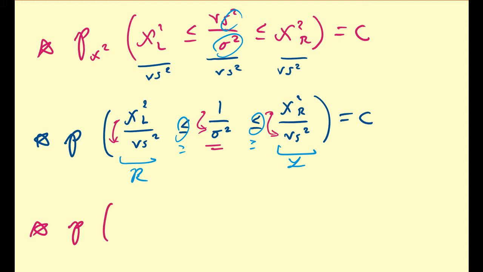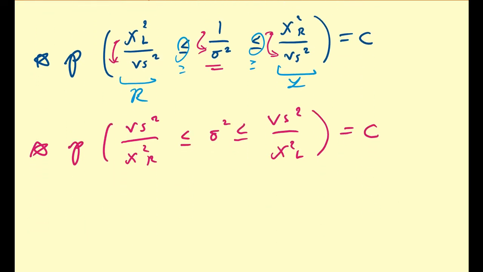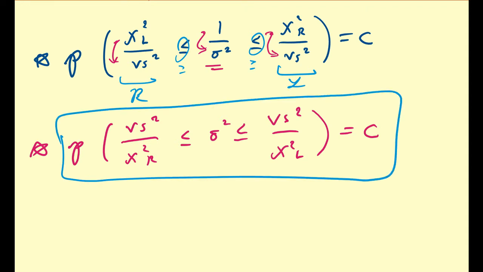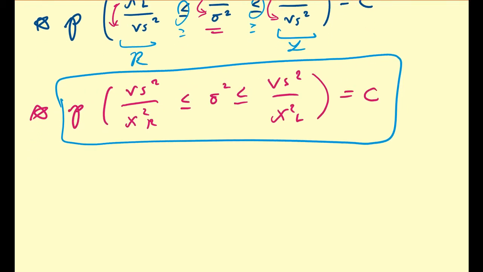So that's going to give us the probability. We're going to have nu s squared divided by chi square R is less than or equal to sigma squared is less than or equal to nu s squared divided by chi square L, and this is going to be equal to C. And what we have constructed here is a confidence interval for the population variance. Usually the big assumption here is that the population for X has to be typically normally distributed, and sometimes a couple other things, but we won't go into those details here.